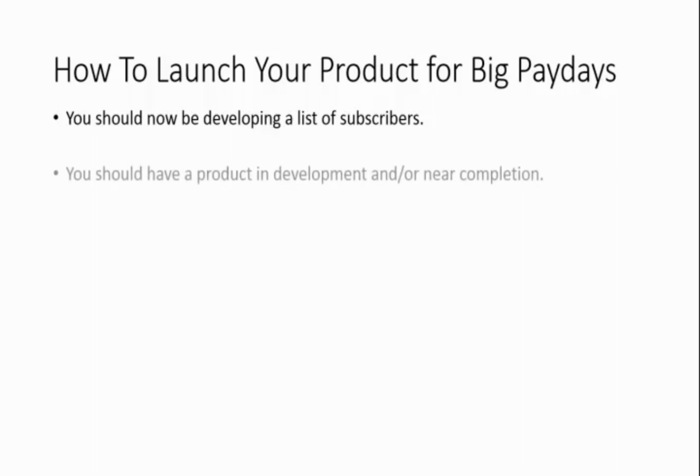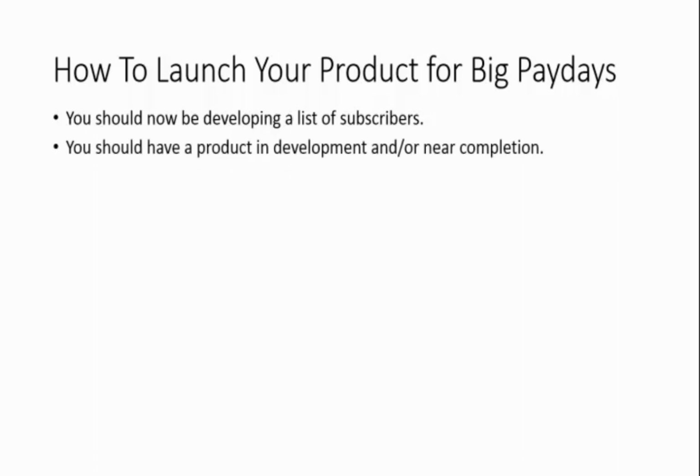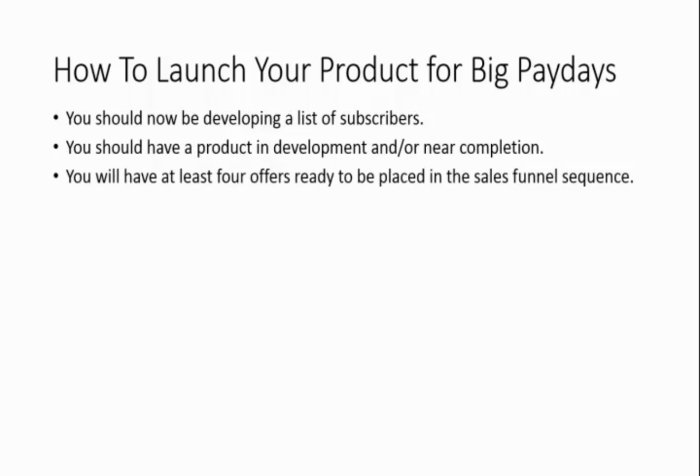At the same time, if you have been following the course, you should be at the point where you have a product in development and or near completion. Now, when you talk about product, we're really talking about an offer. And remember, an offer really consists of 4 offers ready to be placed inside of the sales funnel sequence.